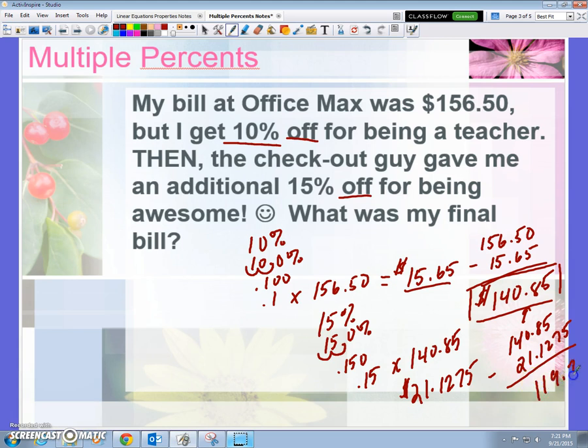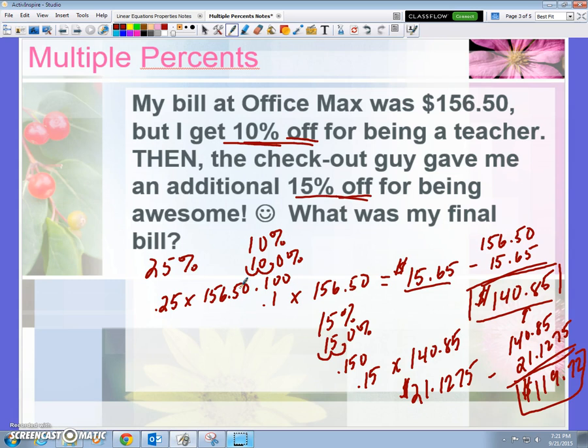$119.72 is going to be my new total. So after both discounts, this is going to be my total. Let's just pretend I added my 10% off with my 15% off and got 25% off. Well, if I change that to 0.25 and multiply by my 156.50, let's see if we get the same answer.